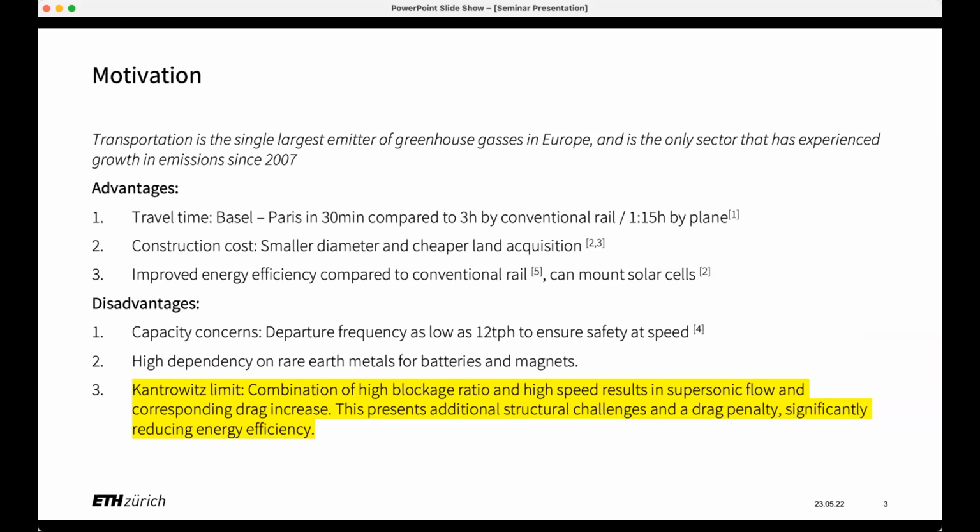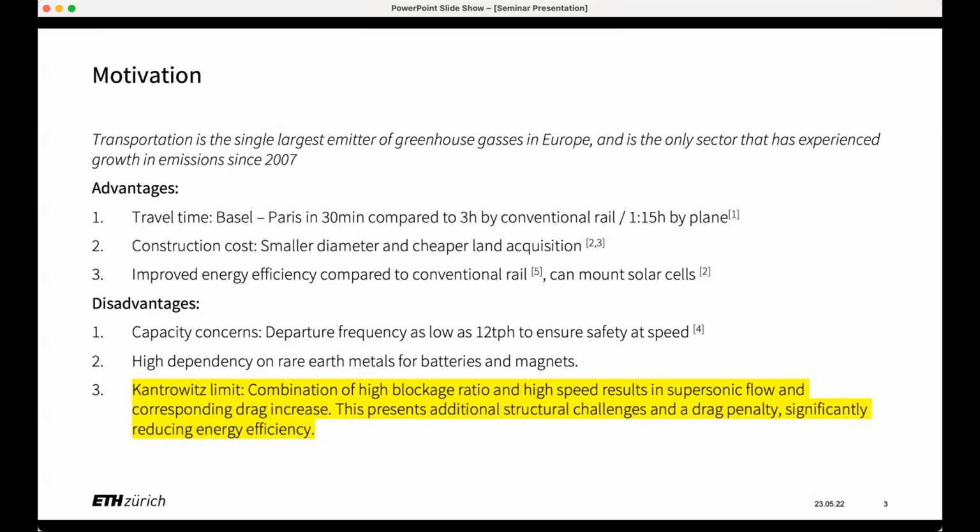So what is it that a Hyperloop can do better and improve on in that sense? Travel time is something that can be sped up even compared to conventional rail travel due to quicker ingress and egress times. A really big one is the construction costs for tunnel diameters, the knock-on effects of which will drive this entire study. Improved energy efficiency compared to conventional rail. However, there are concerns with capacity as well as high dependency on rare earth metals, but the main one, the one that I will talk about today, is the Kantrowitz limit.